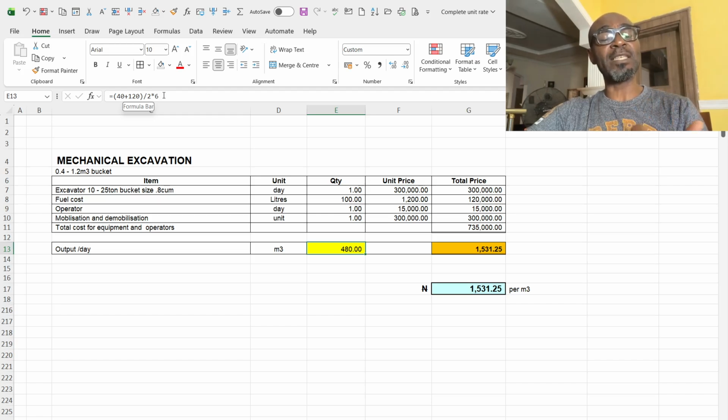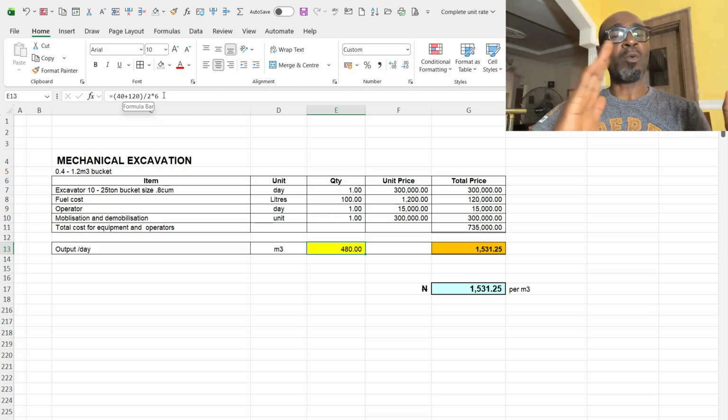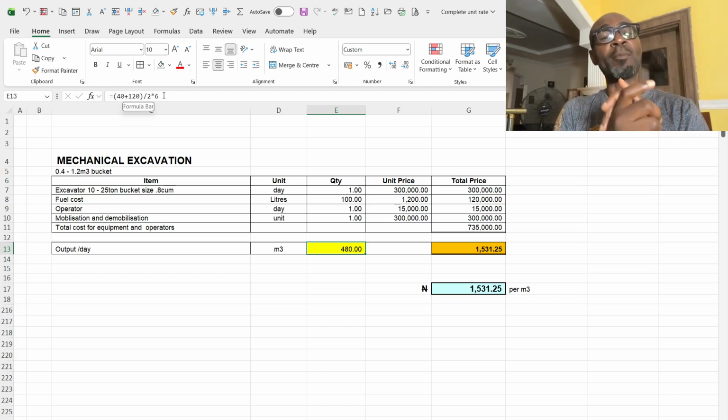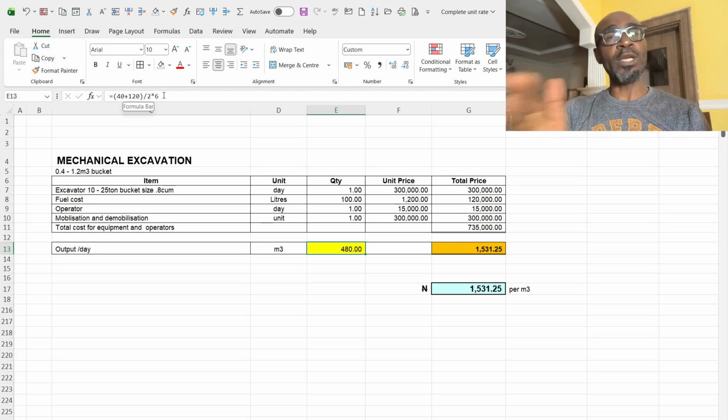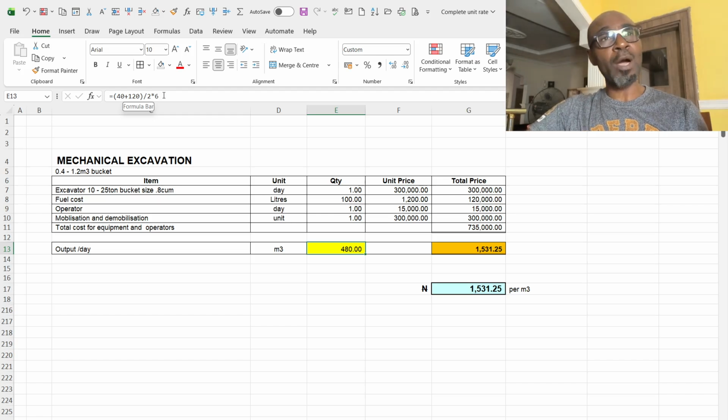Why did I multiply by 6? The 6 is the hours the excavator is expected to work in a day. Normally, our daily working hours are 8 hours. Why did I take off 2 hours and consider 6 hours? I'm considering 6 hours because in between the day, you are expected to go on break for 1 hour.